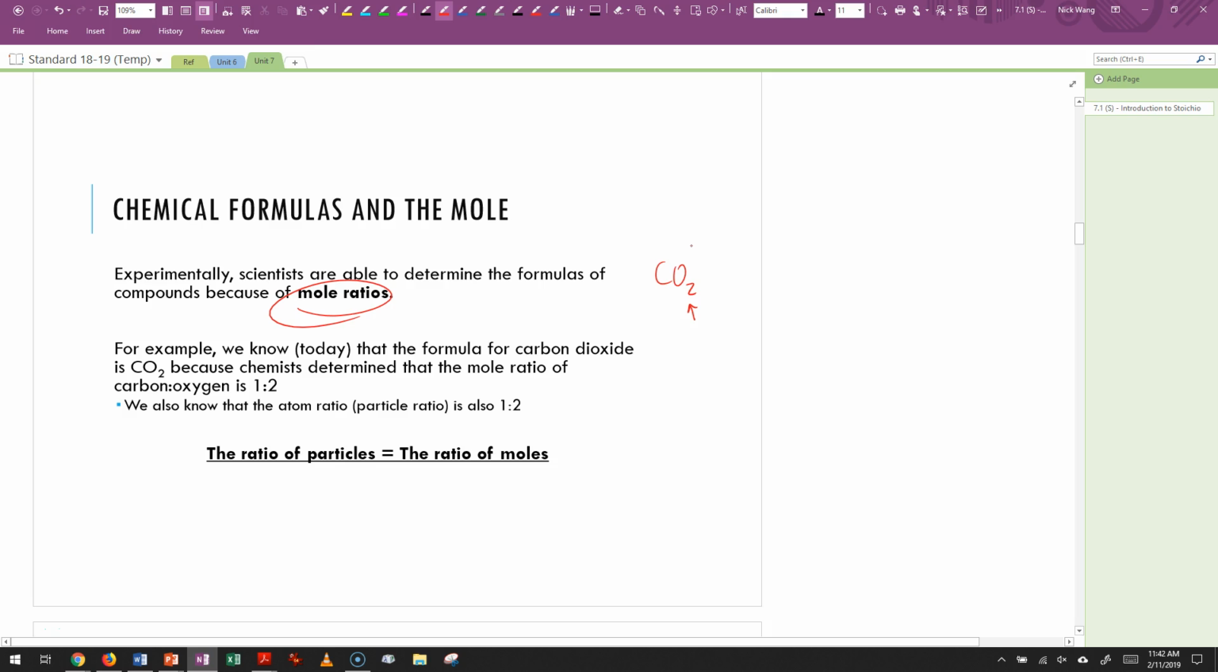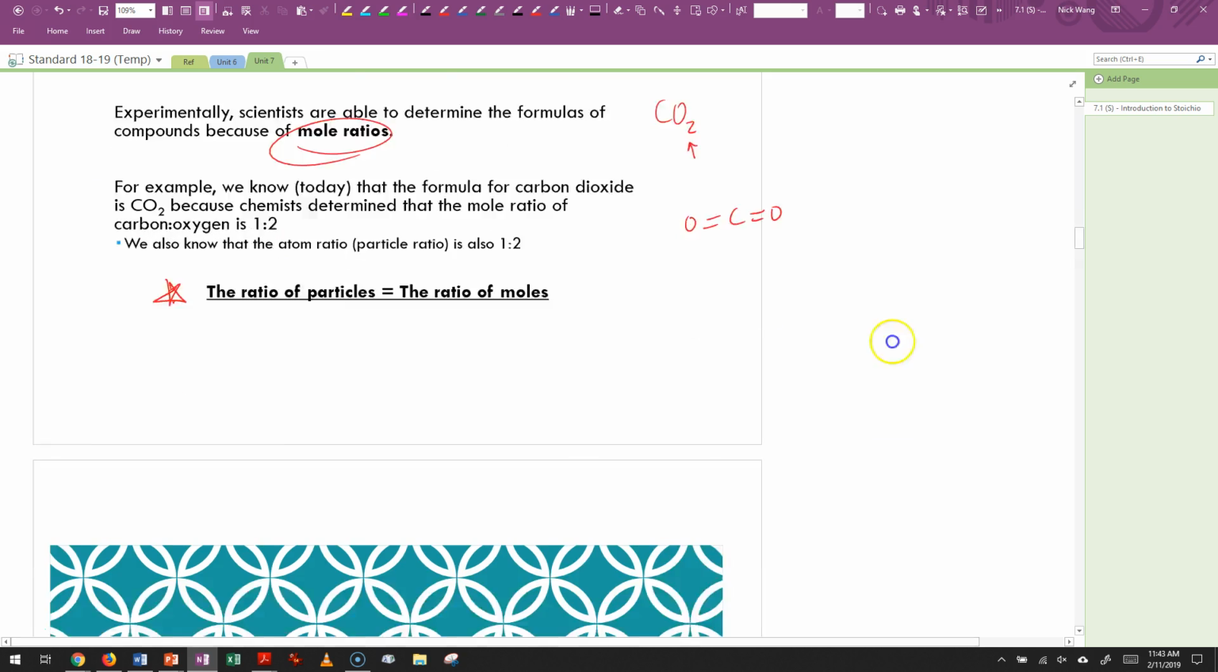So one of the big things you can take away from this is that you can also know the atom ratio. The single compound itself is made of a single C, with an O on either side. And so that's a 1 to 2 ratio. So if my particle ratio is 1 to 2 between carbon and oxygen, that means my mole ratio between carbon and oxygen is also 1 to 2. And that's where this line really becomes useful to keep in mind: the ratio of the particles is equal to the ratio of the moles. Now, this is specific to chemical formulas. We're going to see in a little bit how that's actually applicable to equations. So again, the ratio of particles is equal to the ratio of the moles.